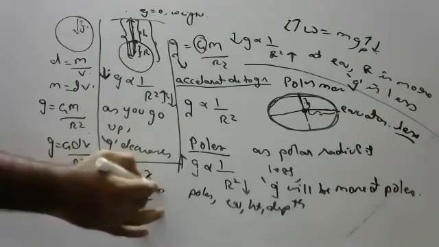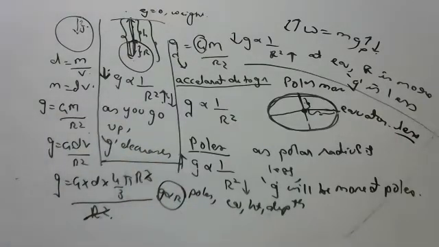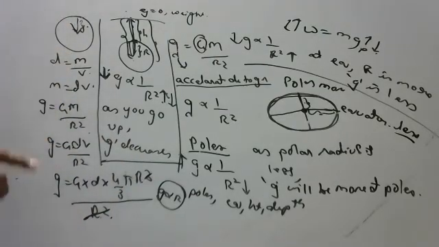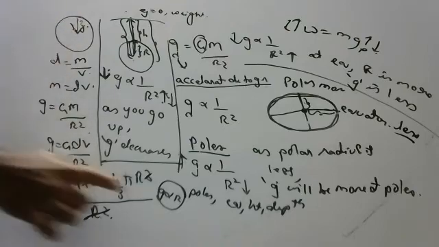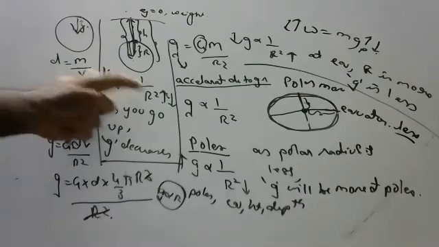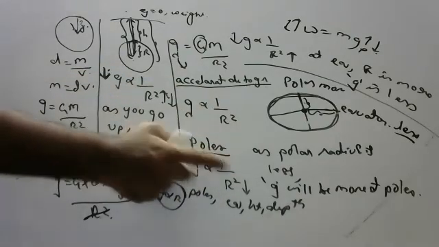Now finally, g is becoming directly proportional to radius R. As you go inside, children, density also comes into consideration. Only when you go inside, g is directly proportional to R. In all the other cases, g was inversely proportional to R square.